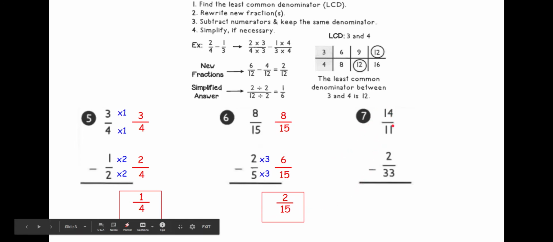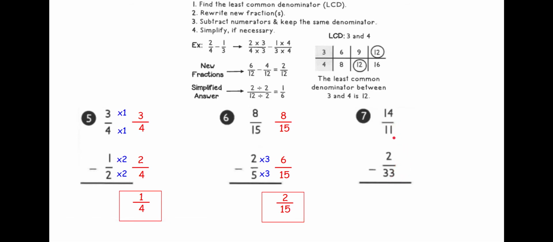Finally, 14 over 11 minus 2 over 33. Uncommon denominator, 11 and 33. So what is our least common denominator? Well, 11 can turn into 33 if you multiply by 3. So the LCD, or LCM, is 33. We multiply 11 by 3 to get 33, which means we multiply 14 by 3 as well. And 14 times 3 is 42.